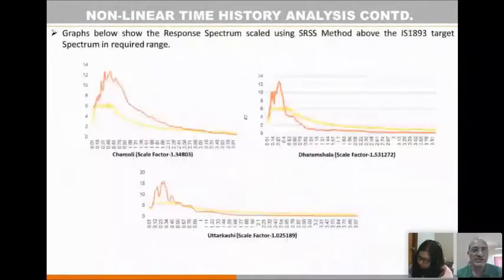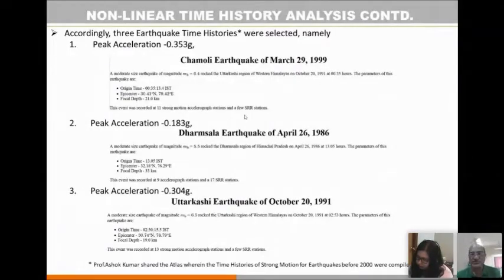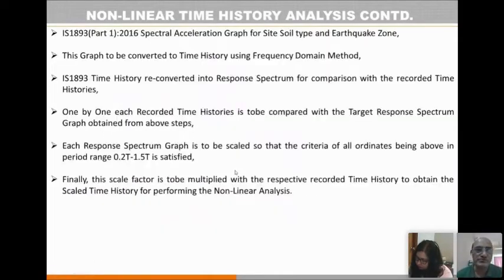These are the typical time histories which can be adopted for Indian conditions: the Chamoli earthquake having 0.35 g peak acceleration, Dharamshala, then Uttarkashi. Recently the Nepal earthquake can also be adopted because of its very close and similar geometrical and ground characteristics. These are the steps which we normally adopt while doing the non-linear time history analysis of the building.